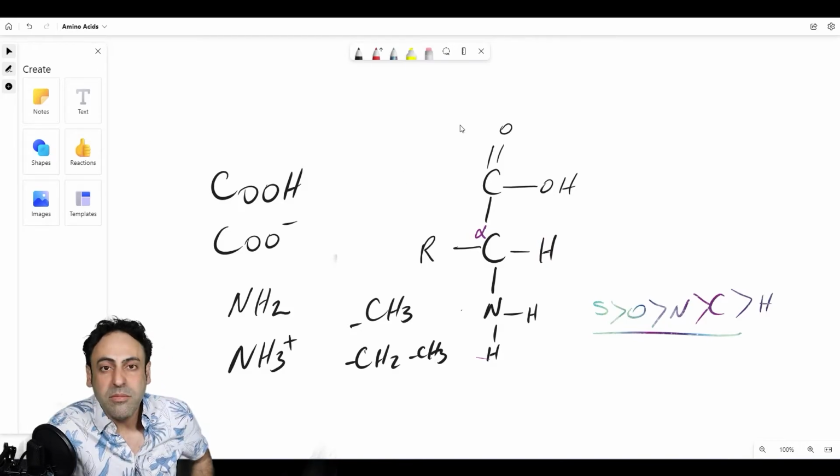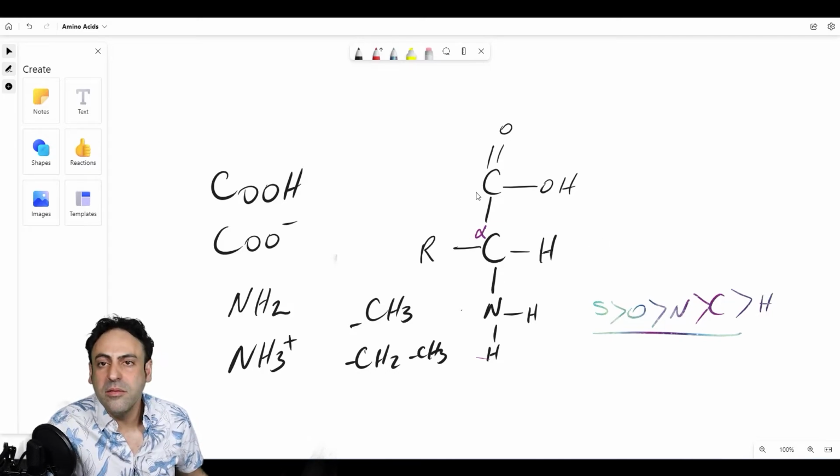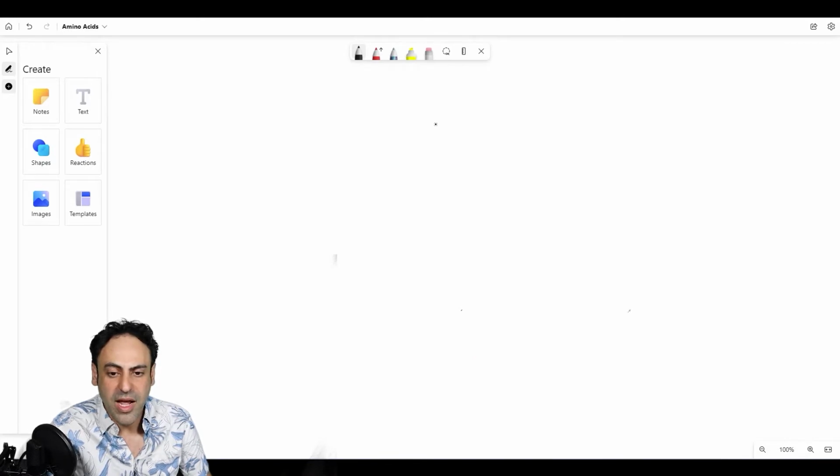Okay, so this molecule is a chiral molecule. Why is it a chiral molecule? Because 4 different groups are attached to it. If you look at it here, we have a carboxyl group, we have hydrogen, and we have an amine group and also the R group. So this is a chiral molecule. Now that we know these, let's get to the structure of the first amino acids.